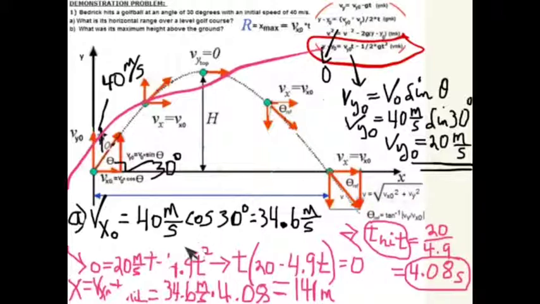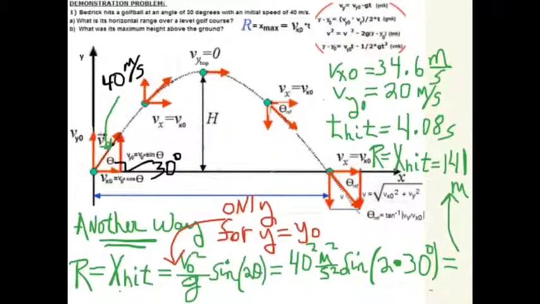So we plug that into x is Vx naught t hit, and we get a range of 141 meters. We have used the fact that the x motion is uniform motion, and so the range, or x max or x hit, is Vx naught, 34.6 meters per second, times t hit, which is 4.08 seconds. The range is 141 meters horizontally.